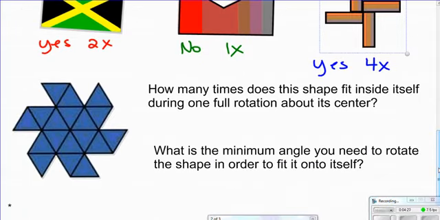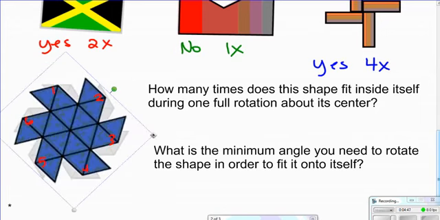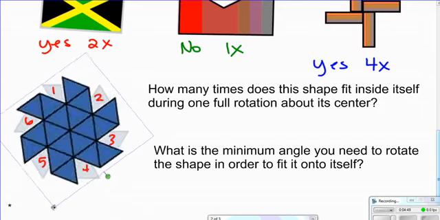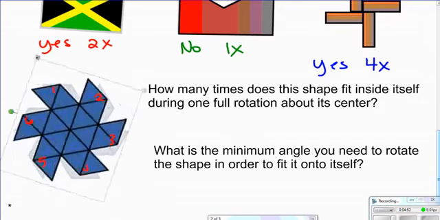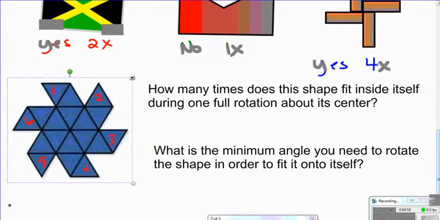Okay, looking at this one, this is a super hardcore pinwheel, and we want to see how many times it will fit inside itself. Hopefully you notice that it has 1, 2, 3, 4, 5, 6 identical pieces. When I turn it, it will fit 1, 2, 3, 4, 5, 6 times into itself. So it fits 6 times in one full rotation when we rotate about its center. So there's the center of rotation.